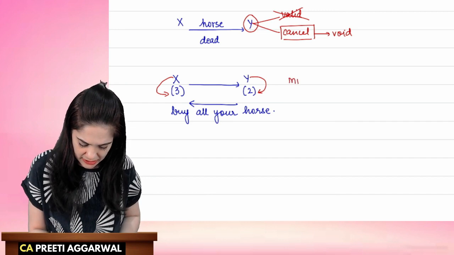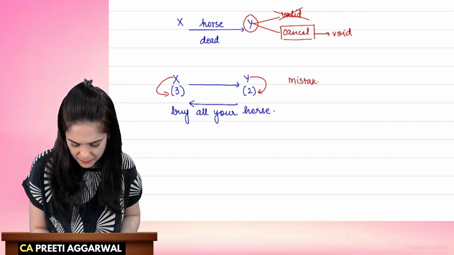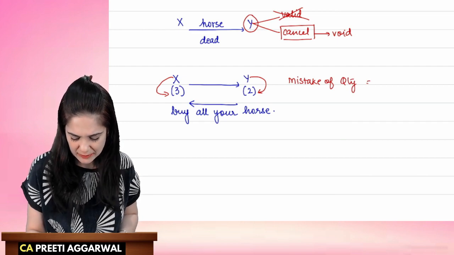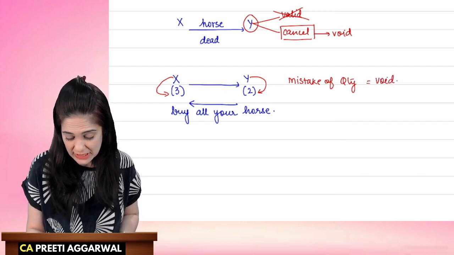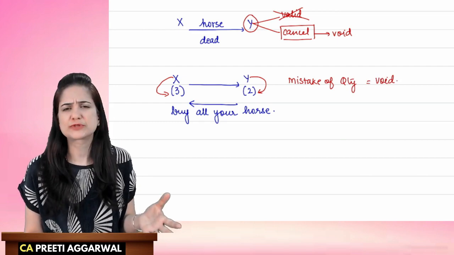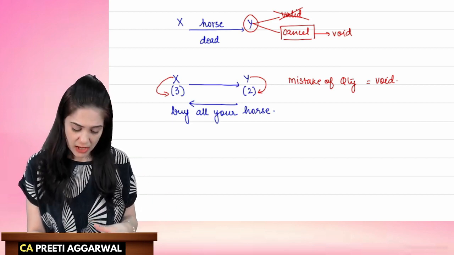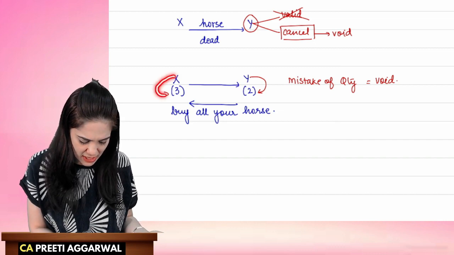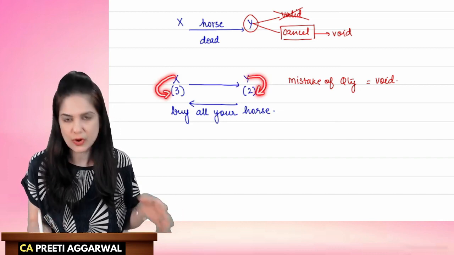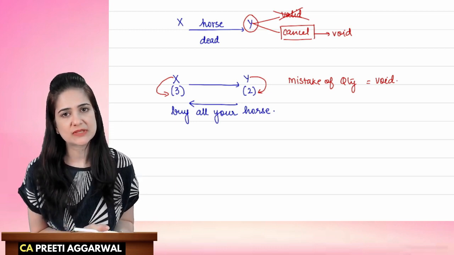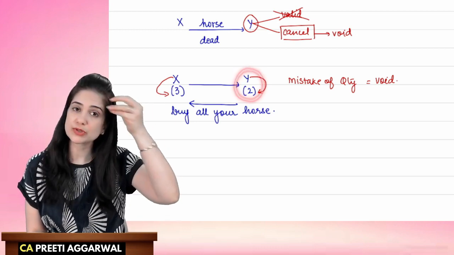So here there is mistake of quantity. They are not agreeing upon the same quantity in the same sense. It makes no sense in entering into the contract. The only option available with us is to treat the contract as void. Can we treat it as valid? How will you treat it as valid when X is saying, I want to sell 3 horses, and Y says, no, I need only 2. They are not agreeing upon the same quantity in the same sense. Y thought on his own.